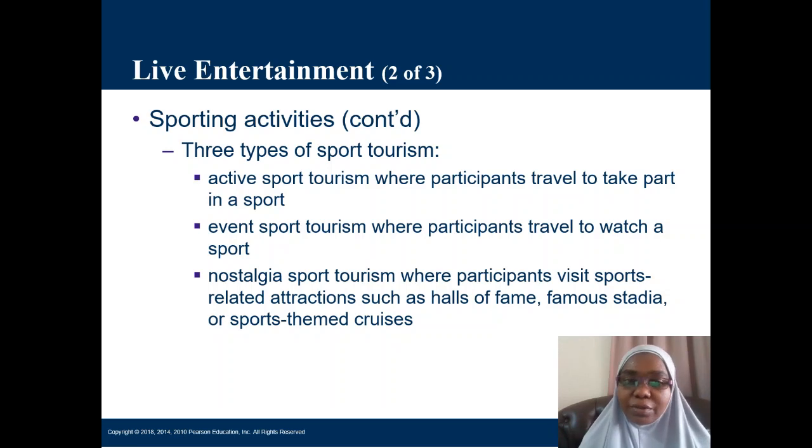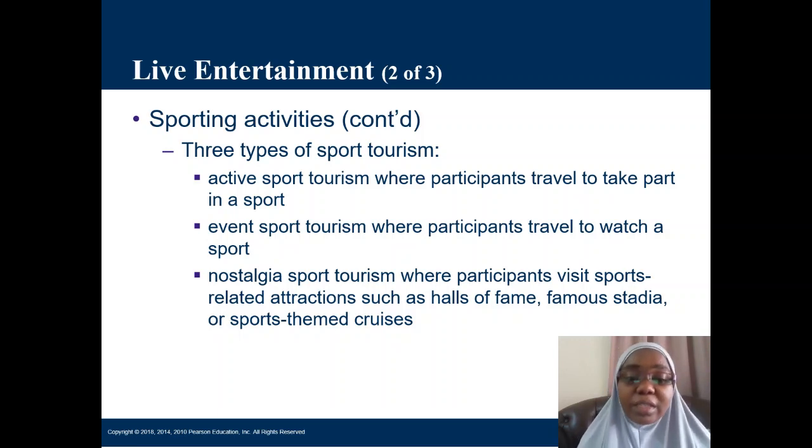There are three types of sports tourism. The first category is active sports tourism, where participants travel to take part in the sports. Okay, we have maybe footballers, for example, tennis players, and so on. So many sports activities where participants will have to travel to take part in such sports. We have event sport tourism, where participants travel to watch a sport. Okay, they're traveling purposely to watch that particular sport.